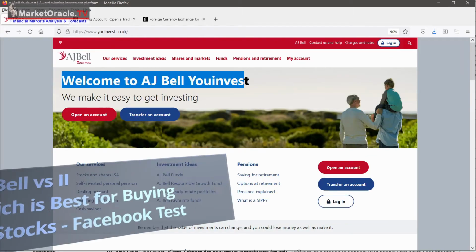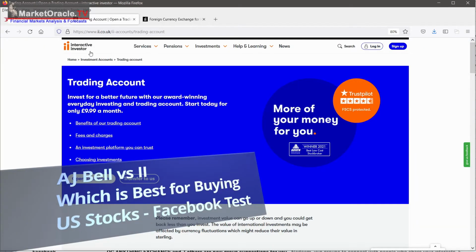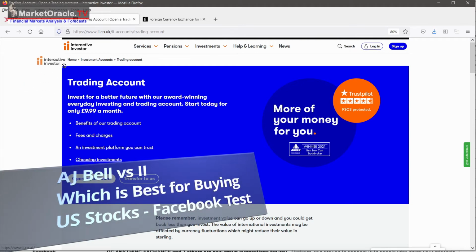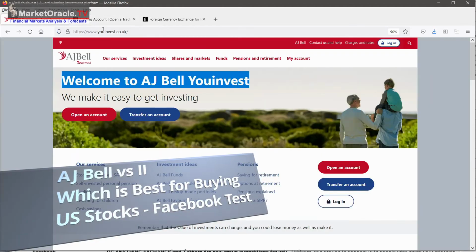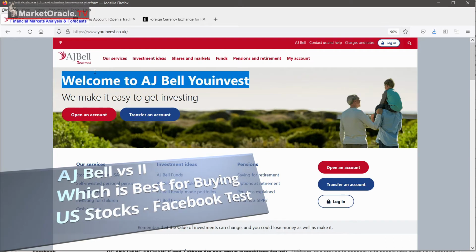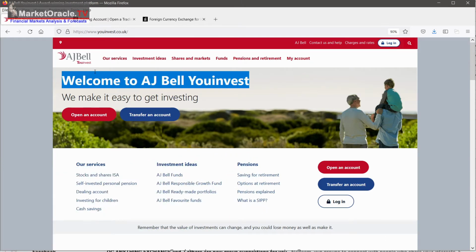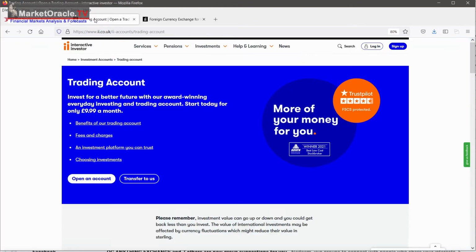AJ Bell versus Interactive Investor, which is best for buying US stocks from the UK? Today I'm going to do a buy order for Facebook from both platforms and see which one is cheaper. But firstly, you've got to know some differences.